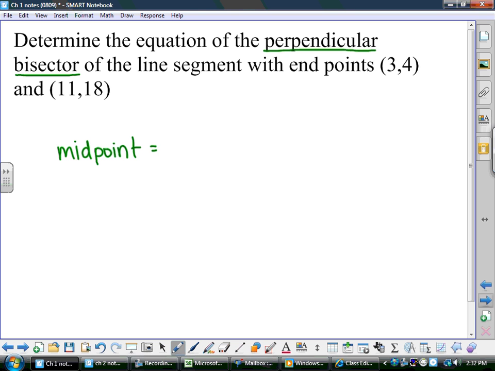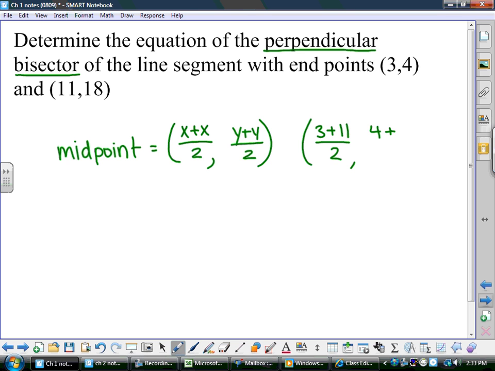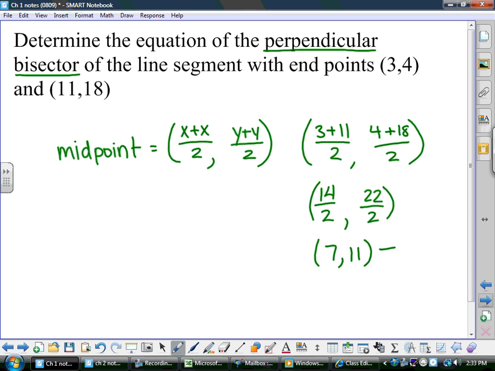And to find the midpoint, I'm going to add the x's together and divide by 2, and add the y's together and divide by 2. So the midpoint of this segment will be at 7, 11. That's going to be a point that is on our line that we want to write.